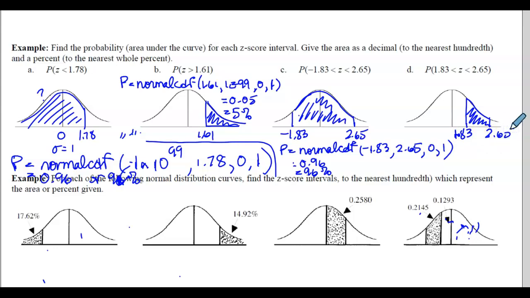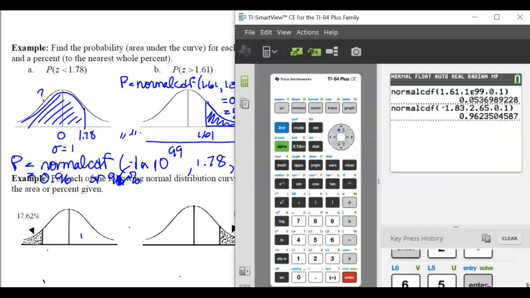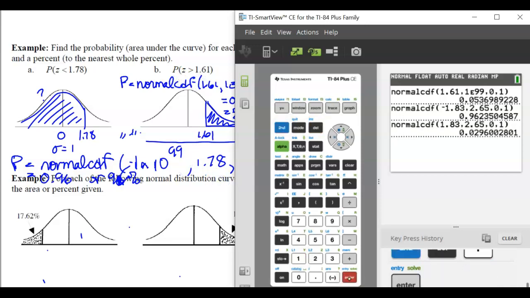Okay, the nice thing in your calculator, it will keep. So here, the only thing you could actually do is go up to your normal CDF, enter on it, and then just go back, because the only thing different is that it's from 1.83, so delete the negative. Oh, deleted too much. So insert 1. There we go. And then just enter on that.